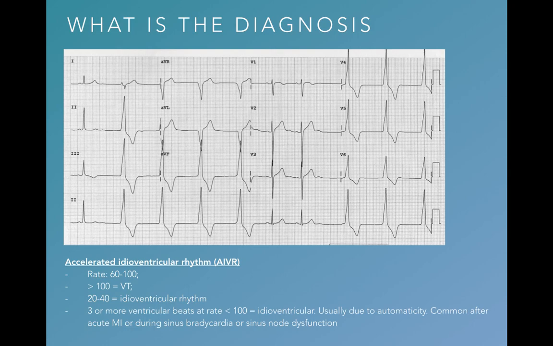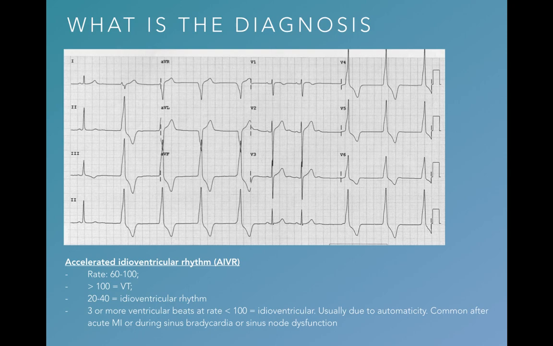What else? So you can see a few normal heartbeats in between the idioventricular rhythm on the rhythm strip. So if you look at the second beat, you see the T wave, and then you see a little blip, which may or may not be a P wave. Most likely it's not.